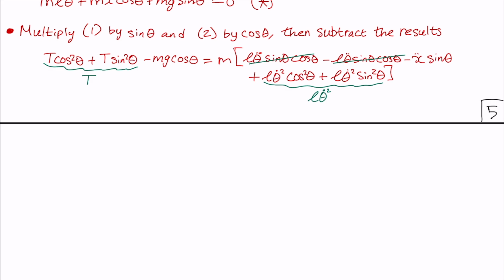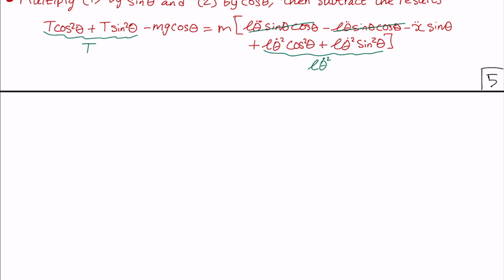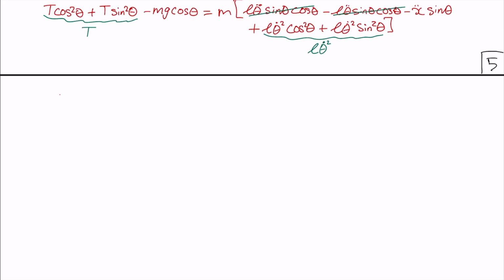And then from here, we will end up with that the tension T is equal to mg cosine theta plus mL theta dot squared minus m x double dot sine theta.